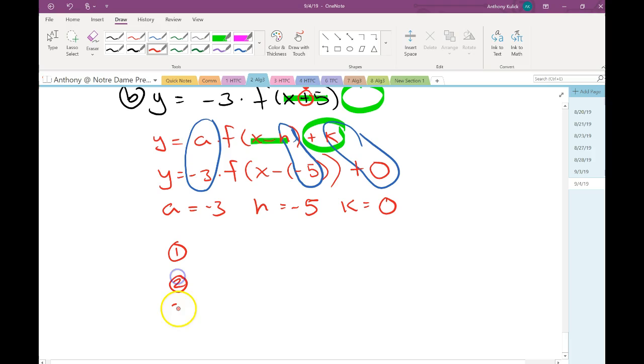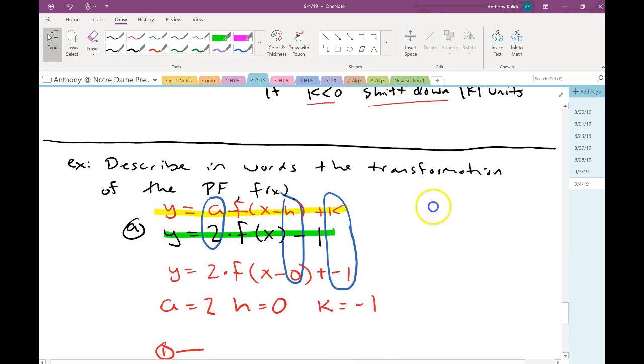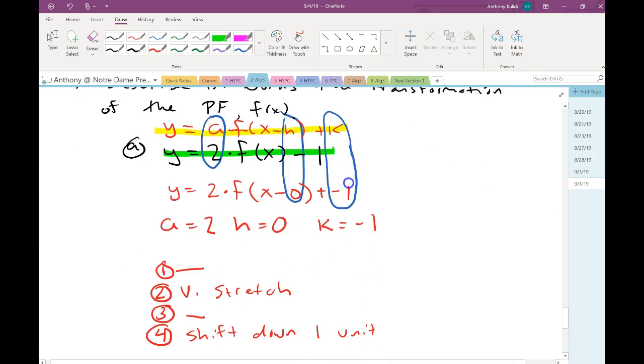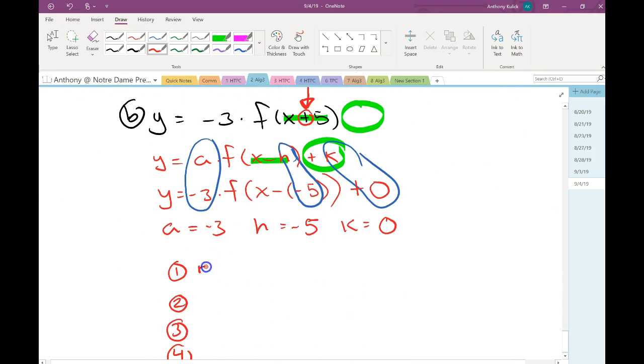So I'm then going to write my list, 1, 2, 3, 4. And I'm going to use my values for my A, H, and K, and the criteria we listed earlier to decide what kind of transformation occurs. So if I go back and look at 1, it says if A is less than 0. What is my A in this case? Negative 3. Is that less than 0? Yes. So I do have this reflection across the x-axis. So I'll write that where number 1 is.